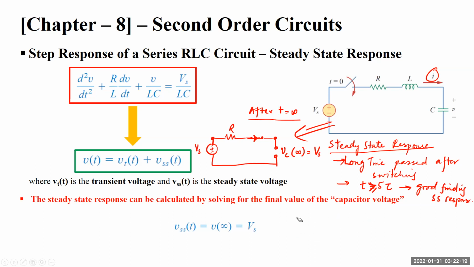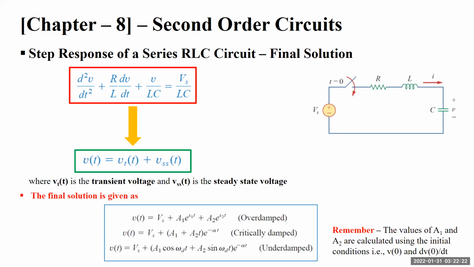So now we have seen transient and steady state response. The final solution will be the linear combination, or addition, of both the transient response and the steady state response of the circuit. Once we have these responses, it will look something like this, and the values of A1 and A2 are calculated with the help of the initial conditions. If this is a series circuit, we'll be given initial values for the voltage across the capacitor and the current through the inductor.